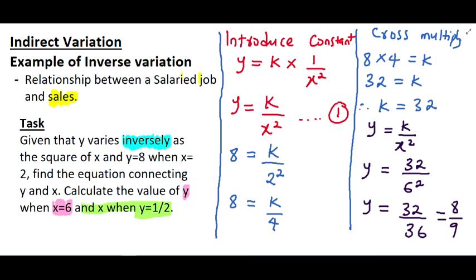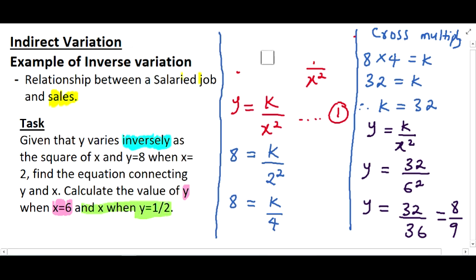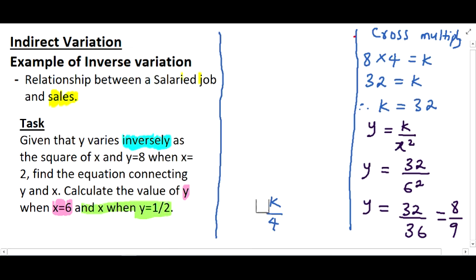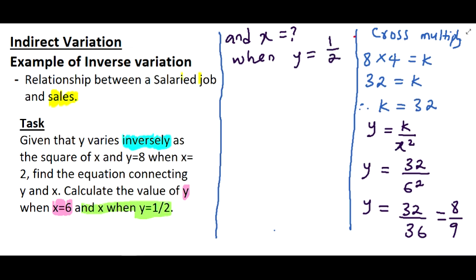Okay, let me clean this part and solve for the next part of the question. That's the last phase of the question. Let me say find x, which means x is now unknown, when y is equal to 1 over 2. Remember, everything we do, we have to bring back our general equation. So what is our general equation? It says that y equals k over s squared. So we are looking for x, and y is 1 over 2.